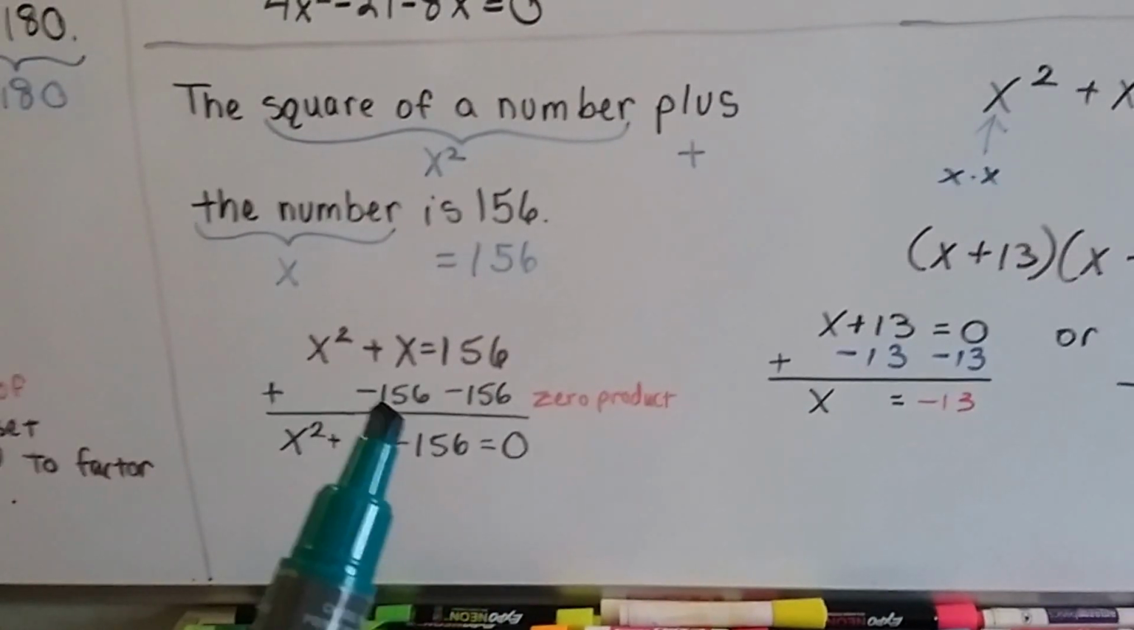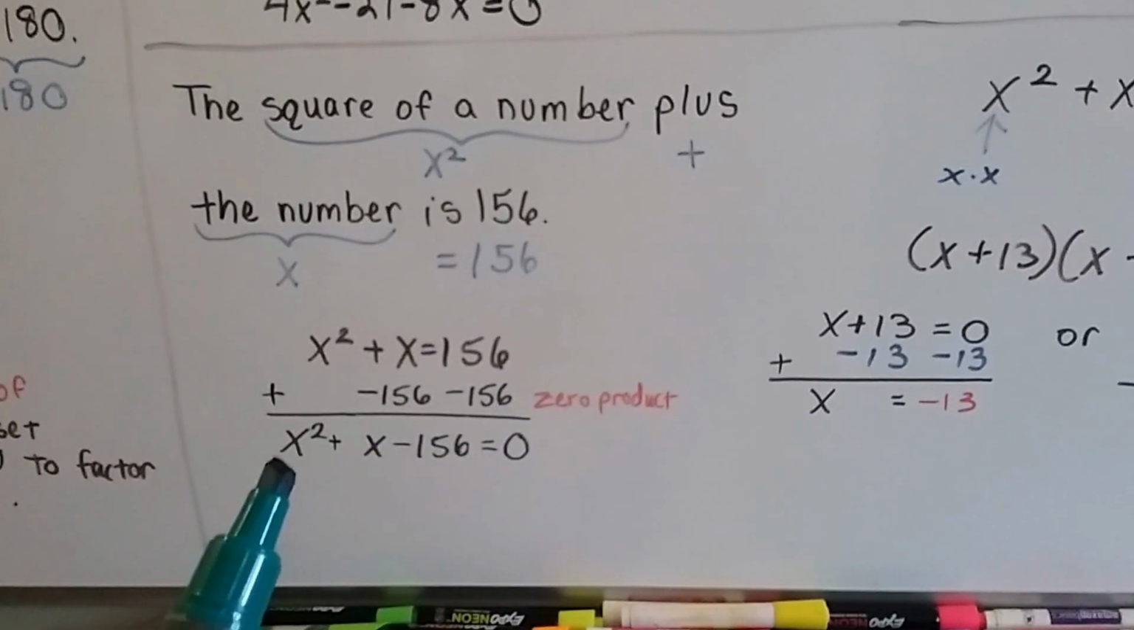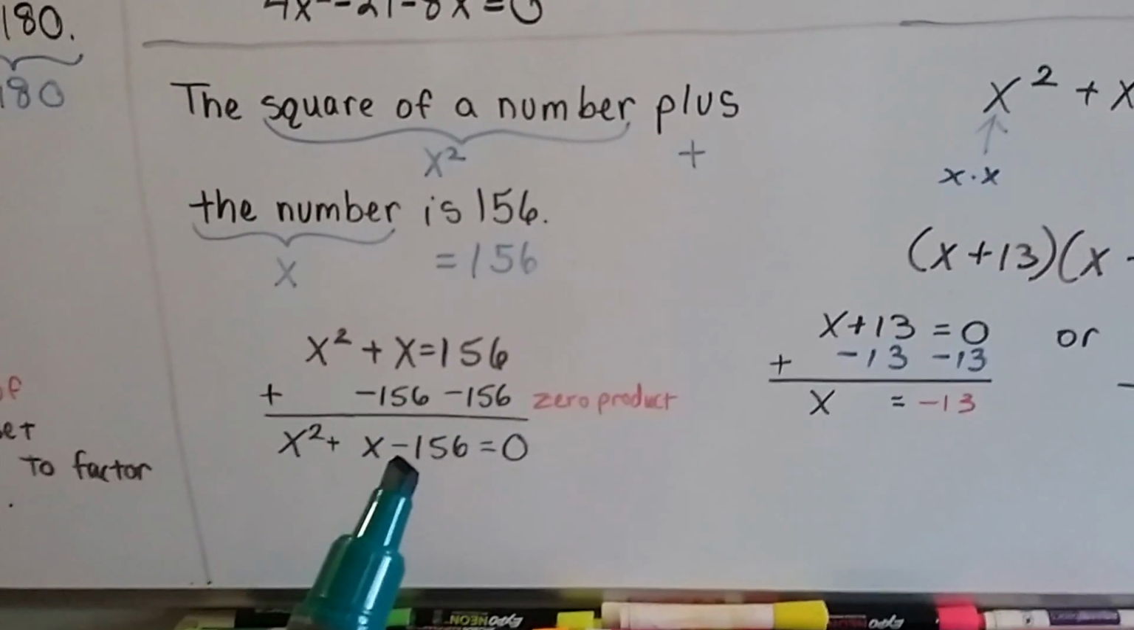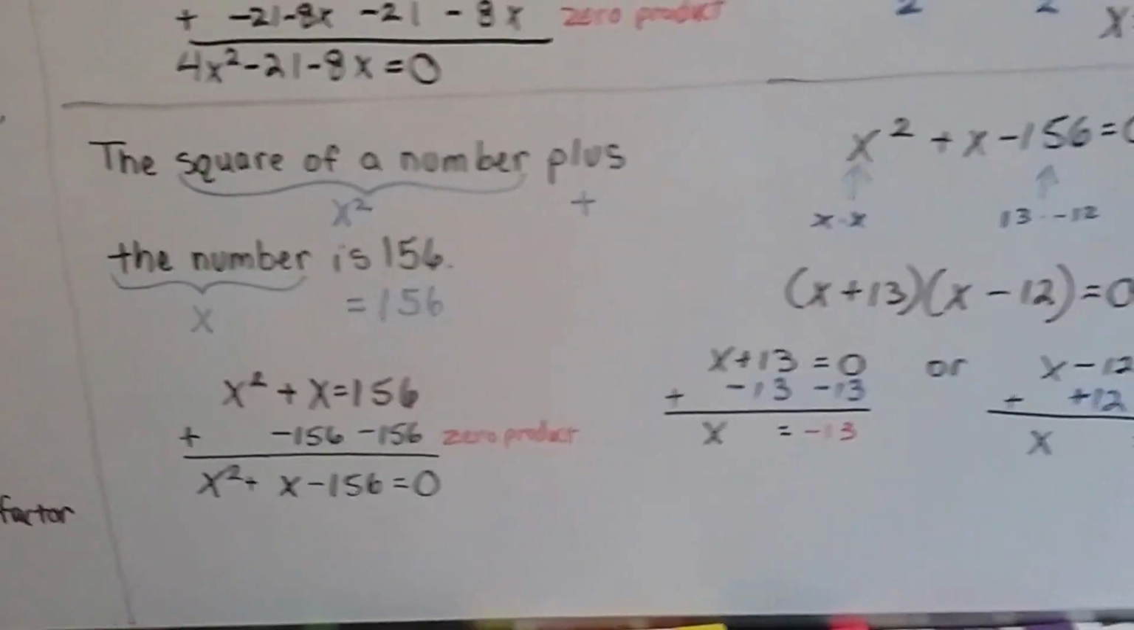We're going to use the principle of zero products, and we're going to add a negative 156 to each side of the equation, and we get x squared plus x minus 156 equals 0. Now it's ready to be factored.